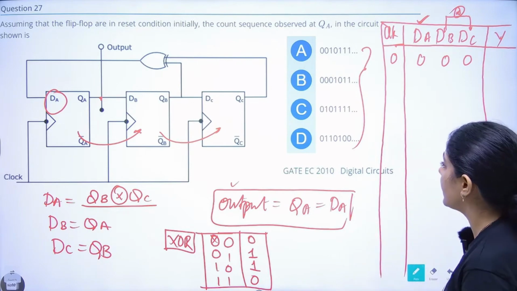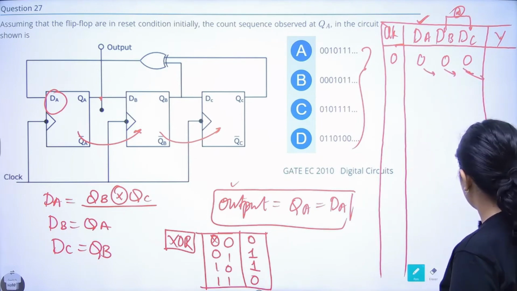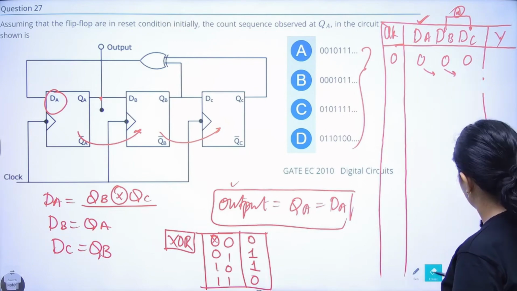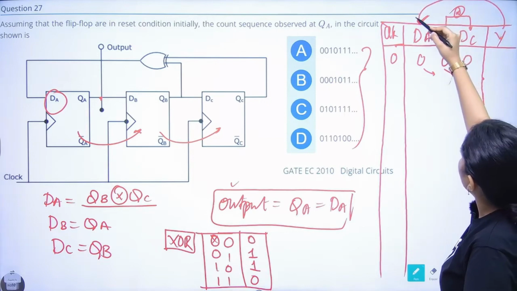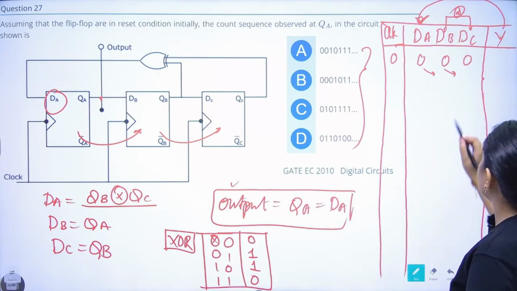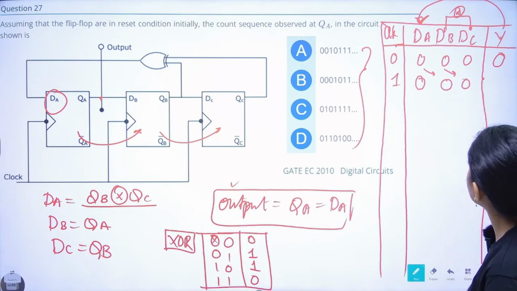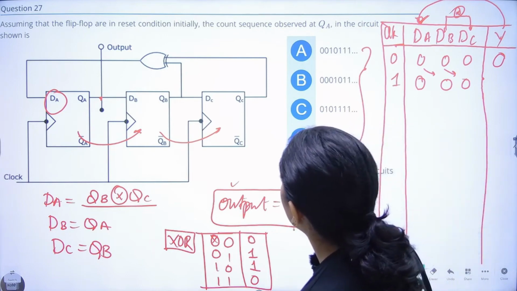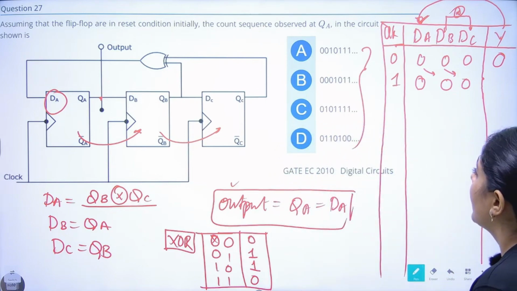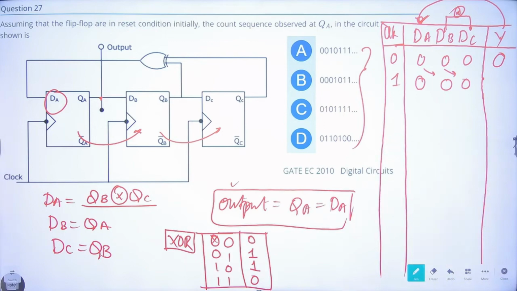Now nothing is left in this question, just solve it and we will know. And what's happening? It is shifting. There is no last shift. The shifting is happening in clockwise sequence, and this Y will come to DA. Now the Y value will become 0 XOR 0, which is 0. So in the next clock 0 will shift, so 0 0 0. This is an XOR gate only, right? Assuming that the flip-flops are in reset condition initially, the count sequence observed at QA in the circuit is shown, the clock is given the same, and they are moving like this.